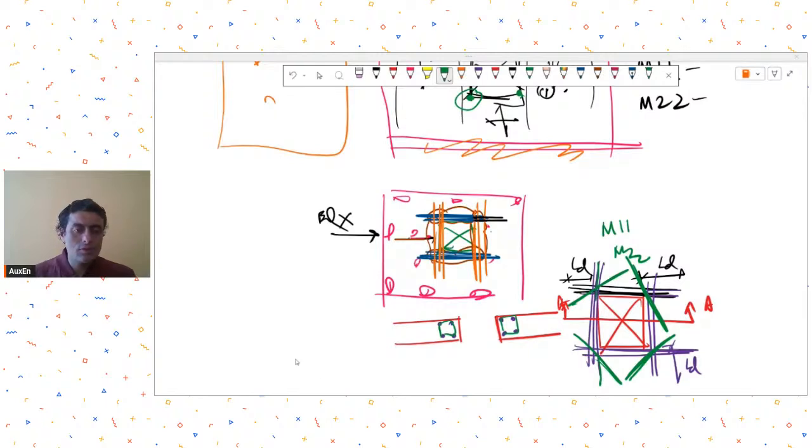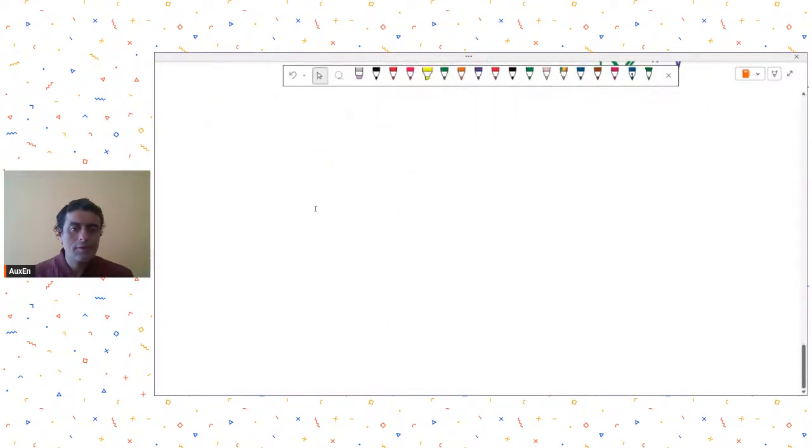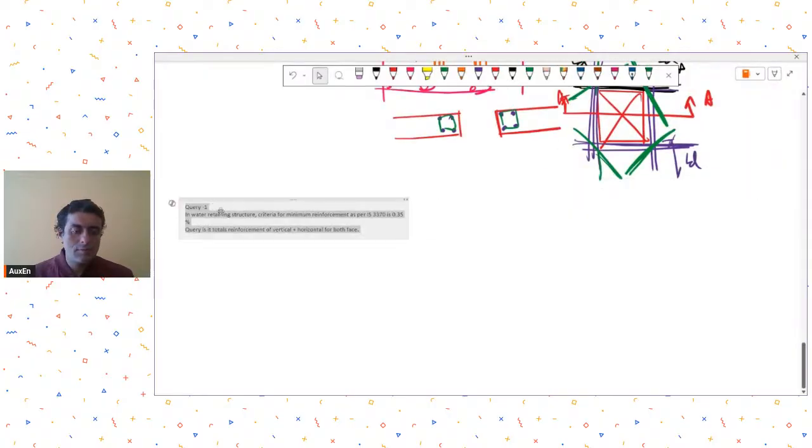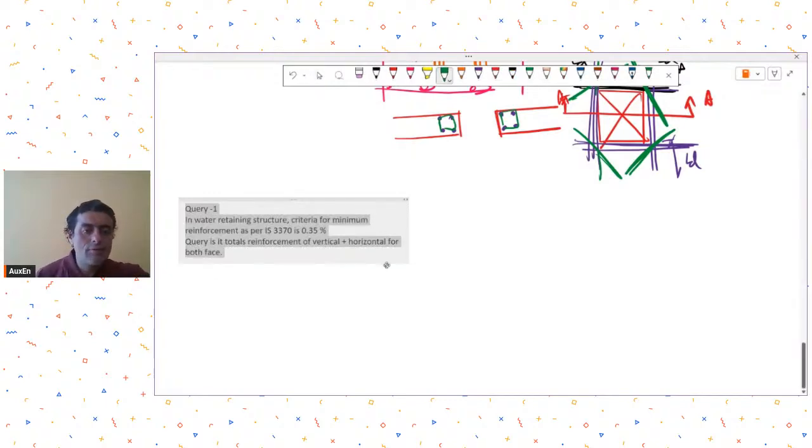Then the next query is from engineer Rajendra Kamble. He's from Sangli and he's a working professional. He is asking, in water retaining structures, criteria for minimum reinforcement as per IS 3370 is this. Query is, is it total reinforcement of vertical plus horizontal for both face?